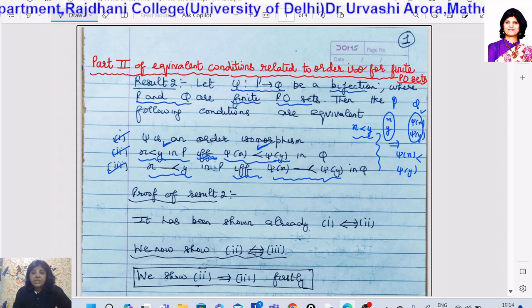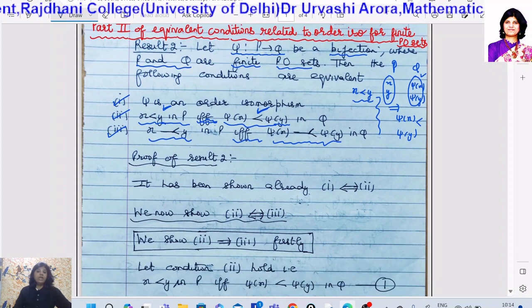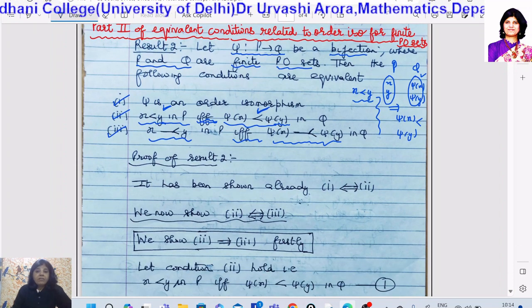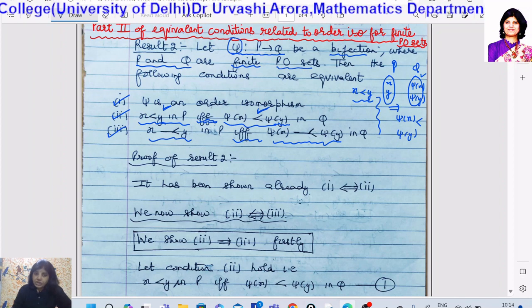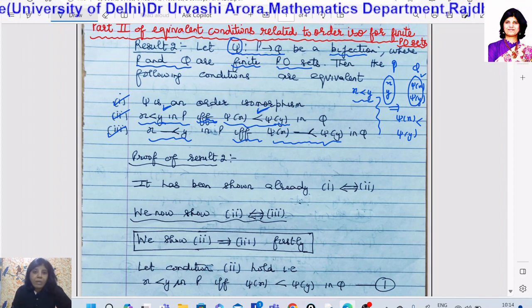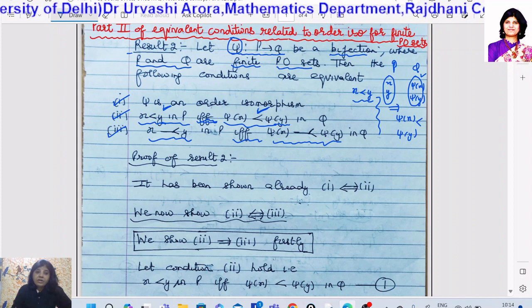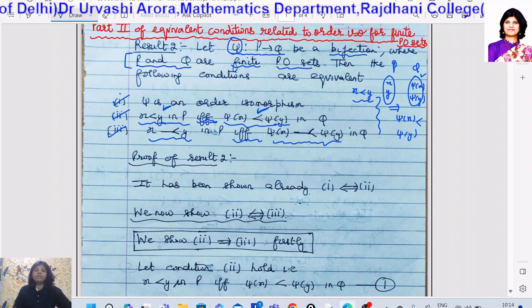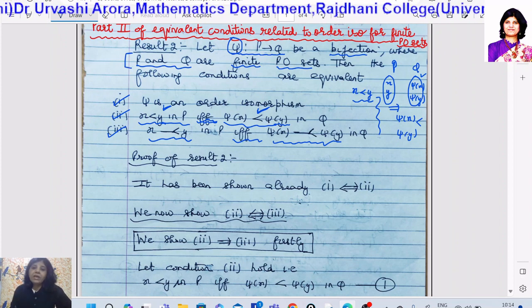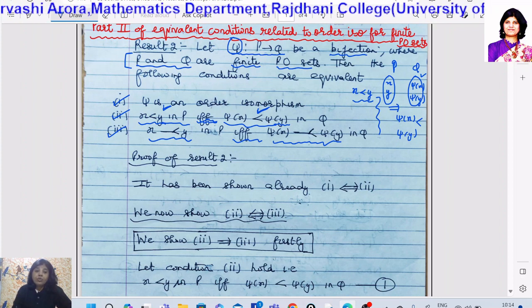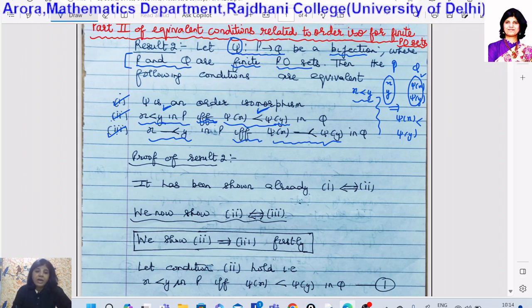So these three conditions, the theorem says, are equivalent, provided we are given that psi is a bijection, which means it's a 1-1 onto map, and the other condition is on the sets P and Q, which means both of them are PO sets and they are finite. And we have to show that condition 1, condition 2, and condition 3 are equivalent.